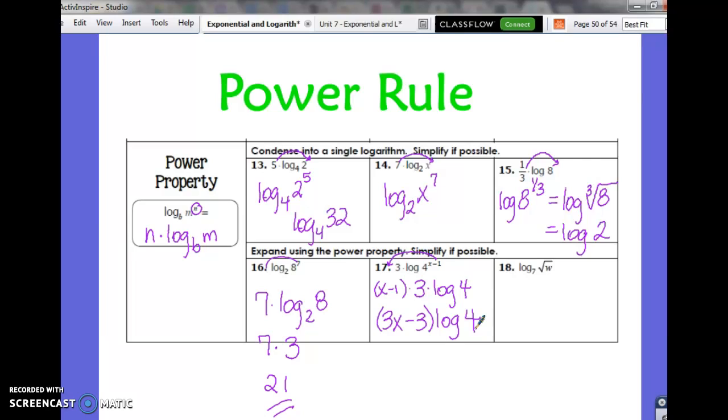And then on that last one, we're going to kind of do what we did on number 15. You need to create a power from that square root first. So that will be log base 7 of w to the 1/2 power, if you think back to the last unit and the flower power properties that we used. So now this power, using our power rule, can be moved around to the front. So that's simply 1/2 times log base 7 of w.